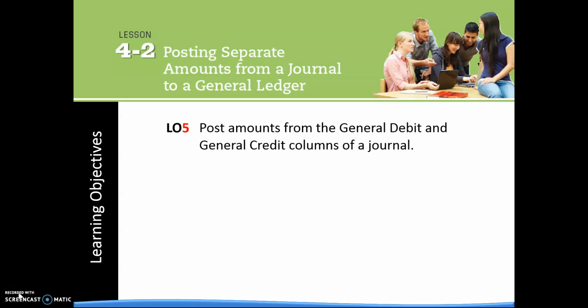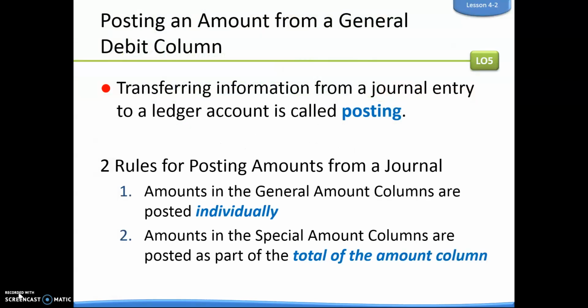Welcome to day 2 of chapter 4, where we will be talking about posting separate amounts from our journal to our general ledger. So that is what we're going to do, posting amounts either from our general debit or our general credit columns of our journal. So here we go. To define first what posting is, posting at the end of the day just means that we transfer our information from a journal entry to a ledger account.